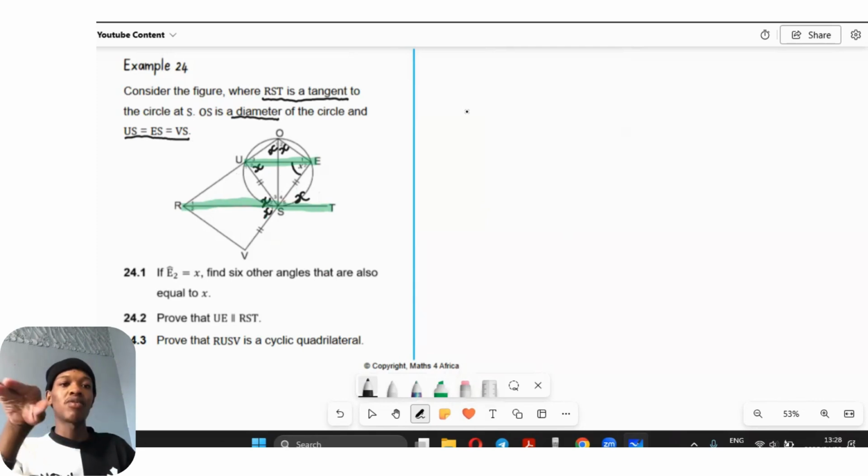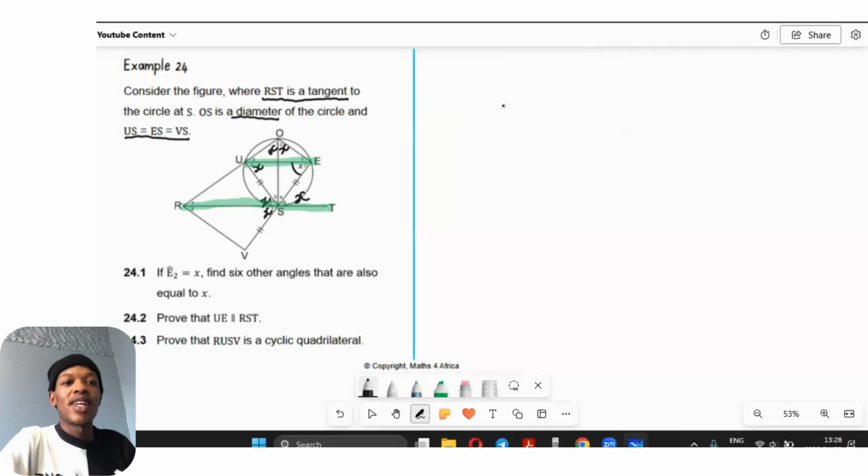Co-interior, nah, it's out because we're not working with values for now. Corresponding, it's going to be difficult. We're going to have to work it here. Nah, it ain't going to work. It has to be here. Nah, not going to work. So let's go for alternating.